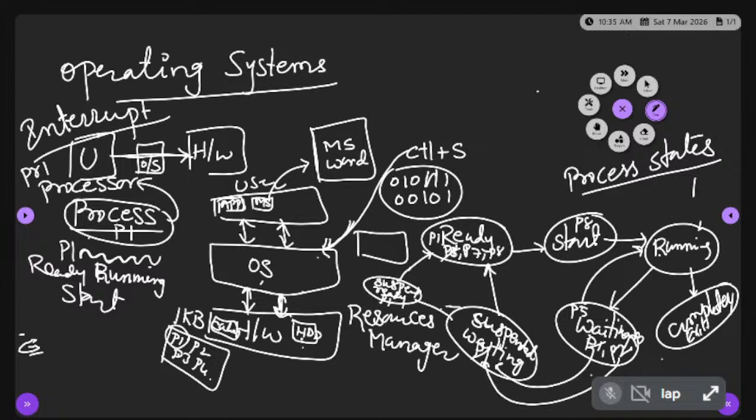5 states, and draw again 7, not only 2 states. Now completely draw again with 7 states. Explain these 2 additional states: when the process will enter into suspended waiting state and suspended ready. The name itself we can elaborate.